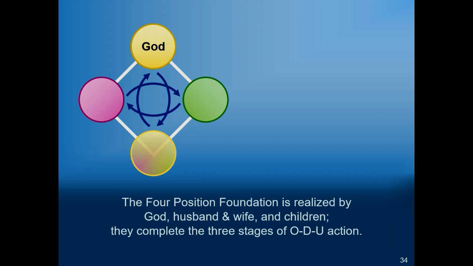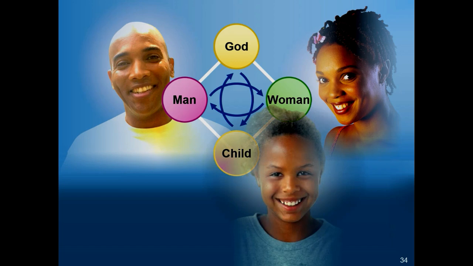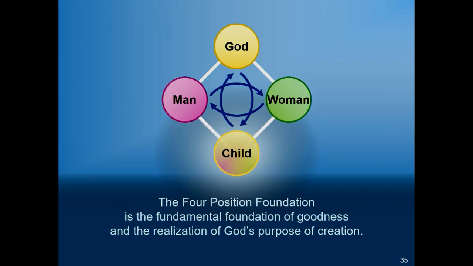The four position foundation is realized by God, husband and wife, and children. They complete the three stages of origin, division, union, action. God, the origin, is divided into man and woman, and by their unity, man and woman give and take action, and they create a union, which is called a child, which is something new. The four position foundation is the fundamental foundation of goodness and the realization of God's purpose of creation. So that's why the four position foundation is very important. This is the purpose of creation. God's purpose of creation is the four position foundation.